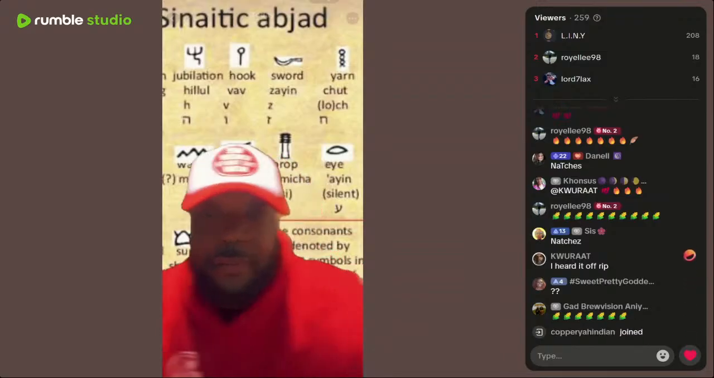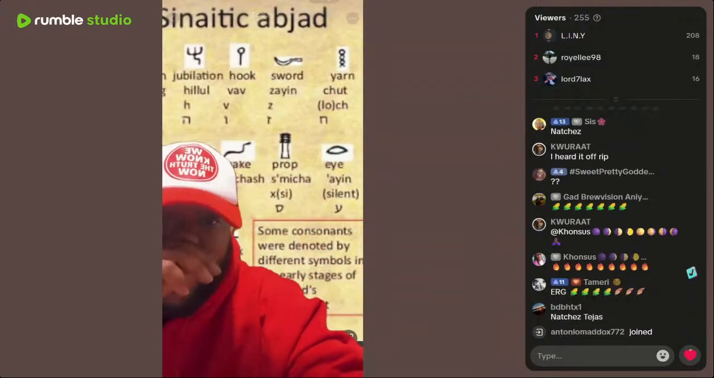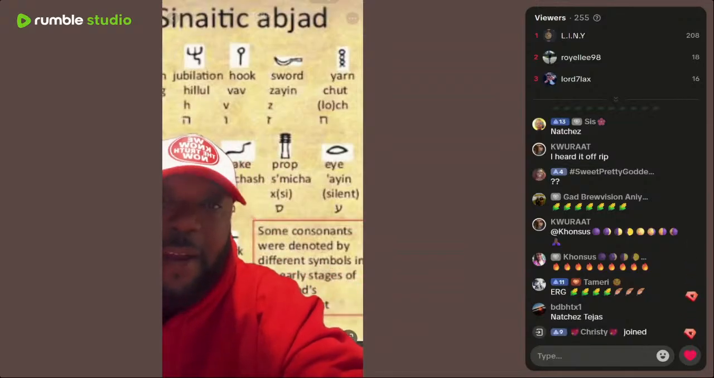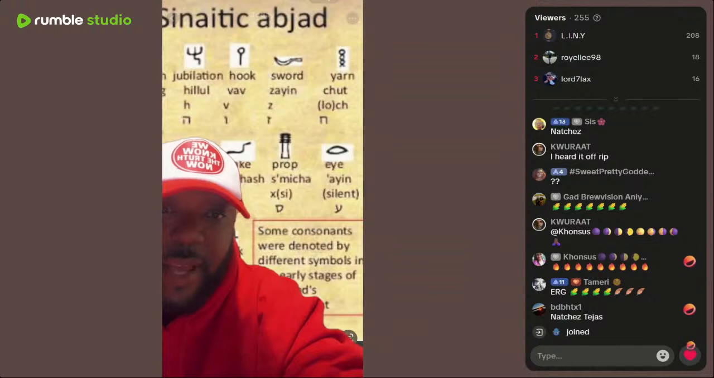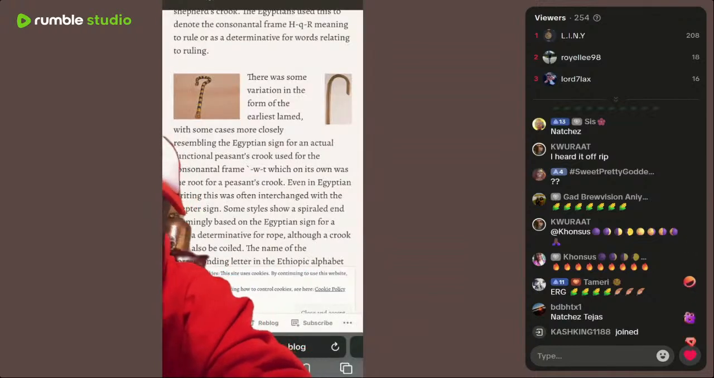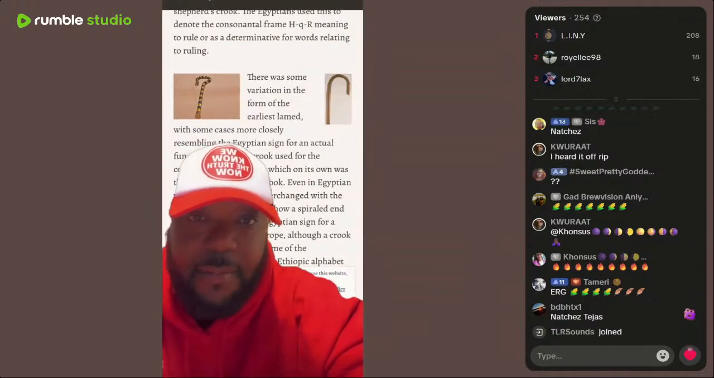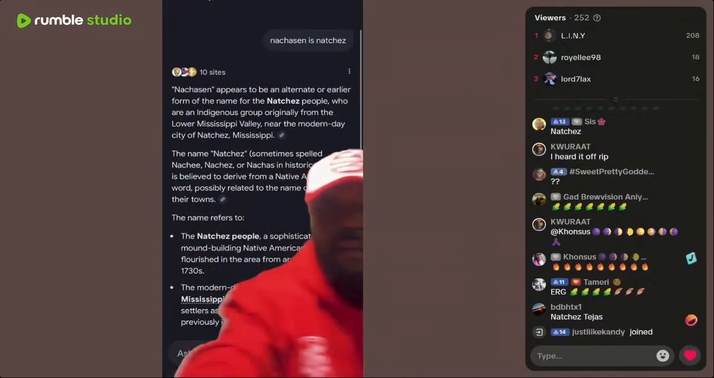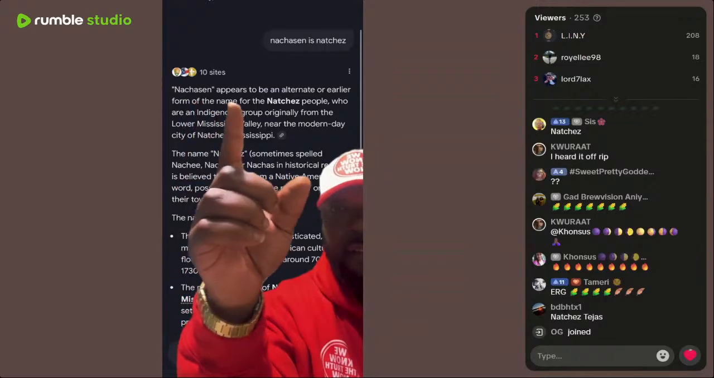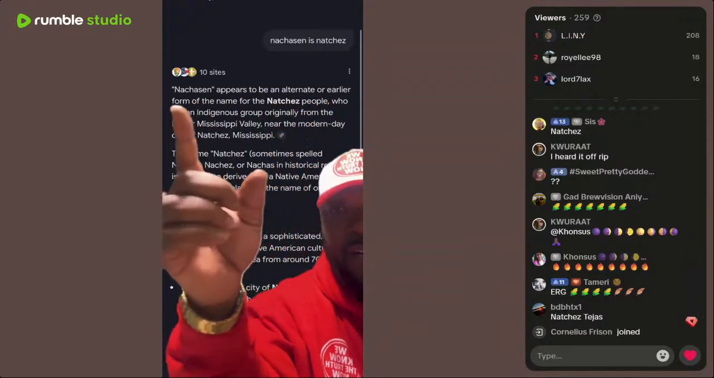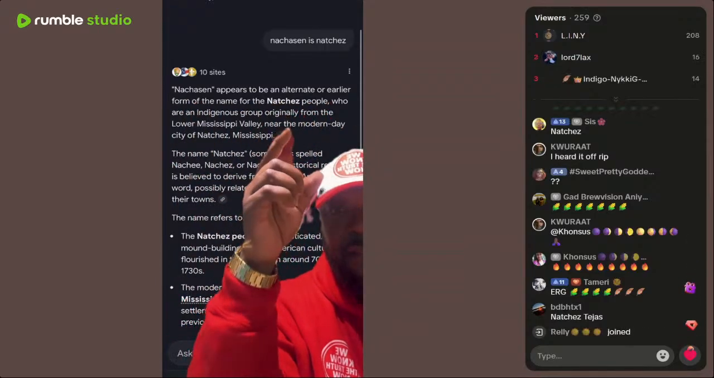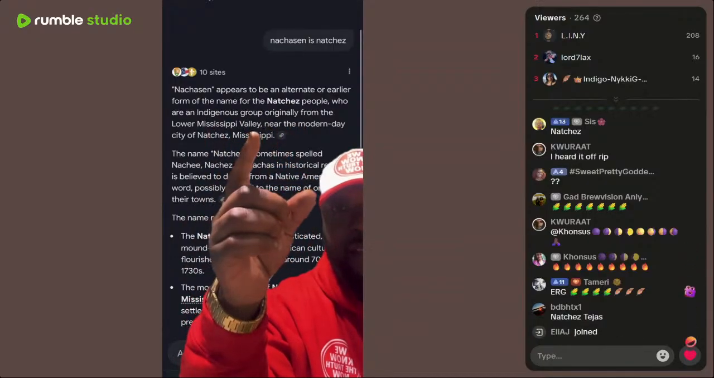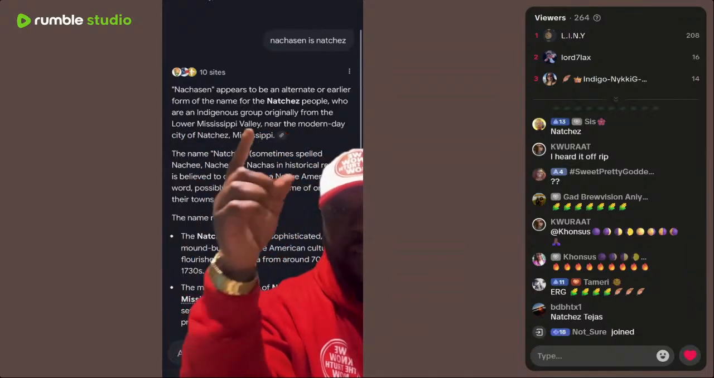Let's go look it up. While y'all sit here playing with us, it ain't got nothing to do with that? It got everything to do with that. Natchezin appears to be the alternate or earlier form of the name Natchez, an indigenous group originating from the lower Mississippi Valley, near the modern-day city of Natchez, Mississippi.